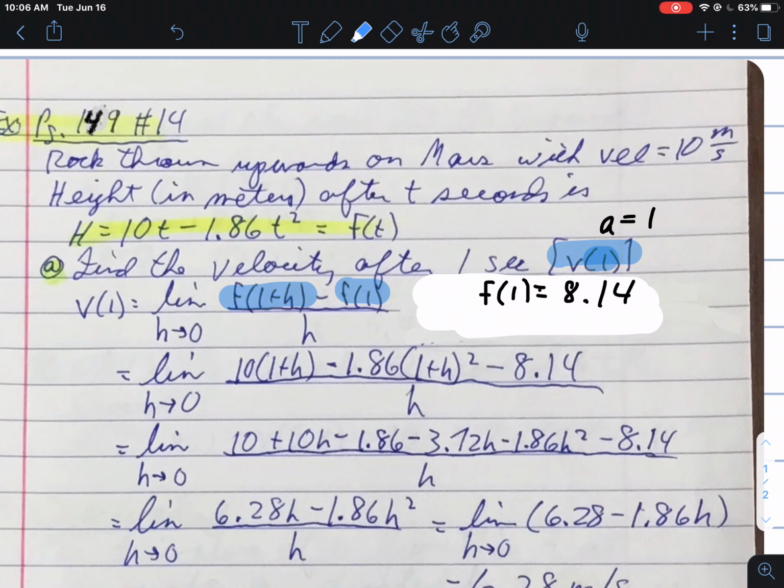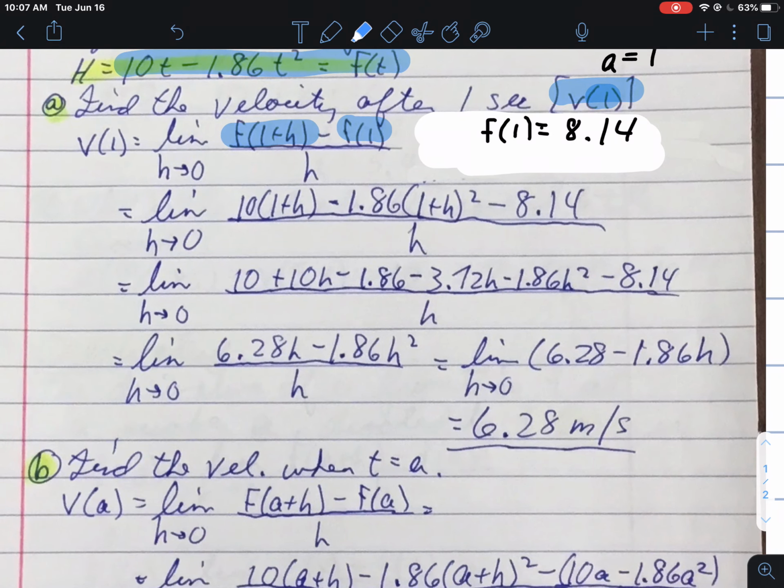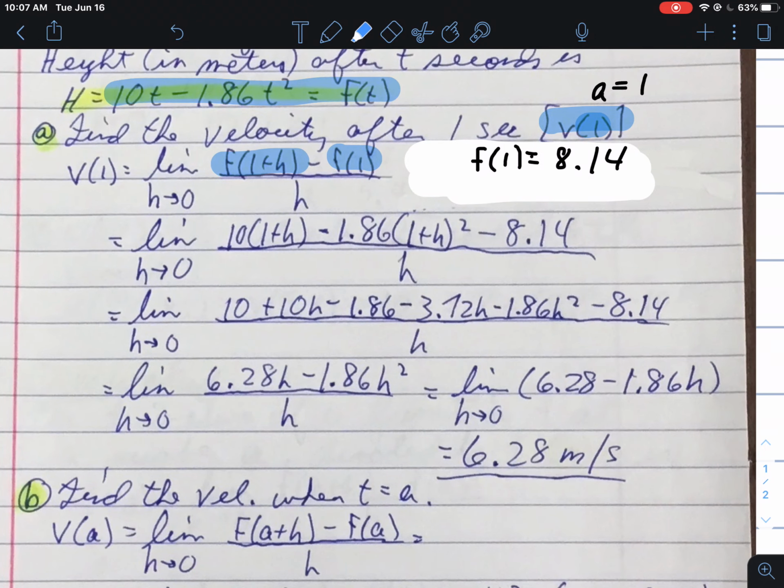Now f of 1 in this case, if you plug 1 into that function, there's our function h, or f of t up here. We plug 1 into this thing, you're going to get 8.14. So that's our function value at that point. Now from here, it's just basic algebra. So now we're going to plug in to our function. We plug 1 plus h into our function f, so 10 times 1 plus h minus 1.86 times 1 plus h squared. There's our f of 1 plus h, minus f of 1, which we already said is 8.14. That's nothing more than 1 plugged into our function, all over h.